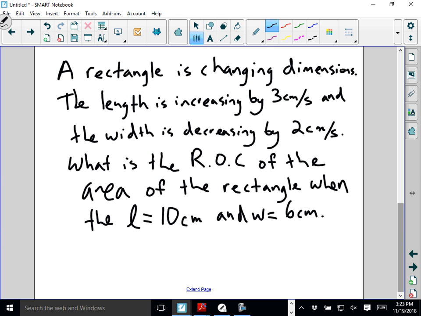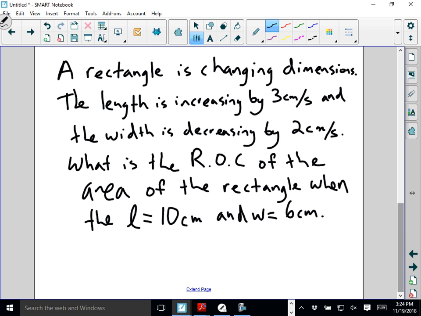Okay, so we have a different problem here. Now we're dealing with a rectangle that is changing dimensions. The length is increasing by 3 centimeters per second. The width is decreasing by 2 centimeters per second. What is the rate of change of the area of the rectangle? Now, this one's a little bit tougher.